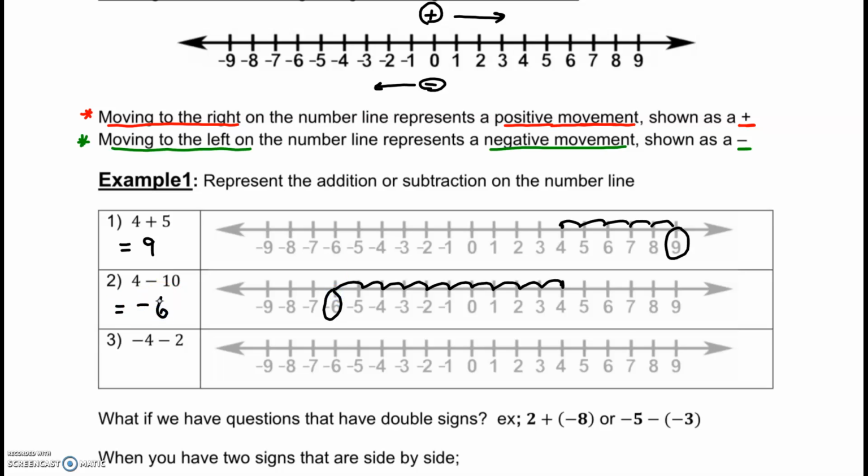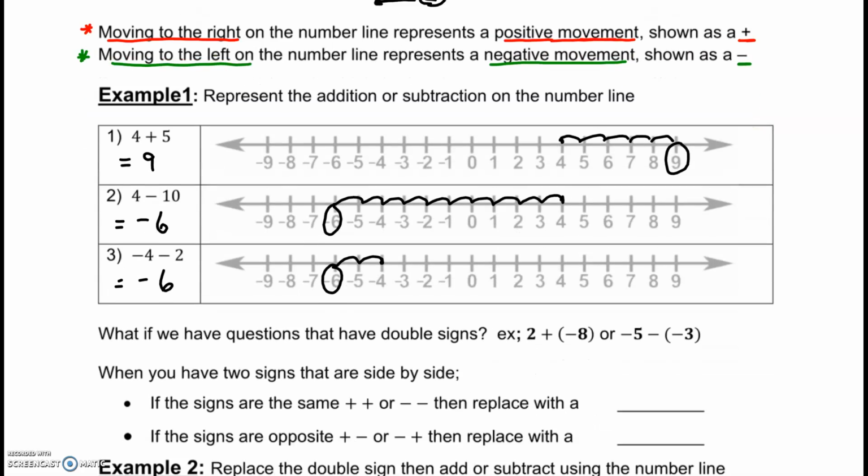Okay, let's try the next one. Negative 4 minus 2. This time I'm starting on negative 4, and it says subtract 2. So that means I have to go to the left, 1, 2, and I land on negative 6. All right, so that's how we're going to be adding and subtracting negative numbers.